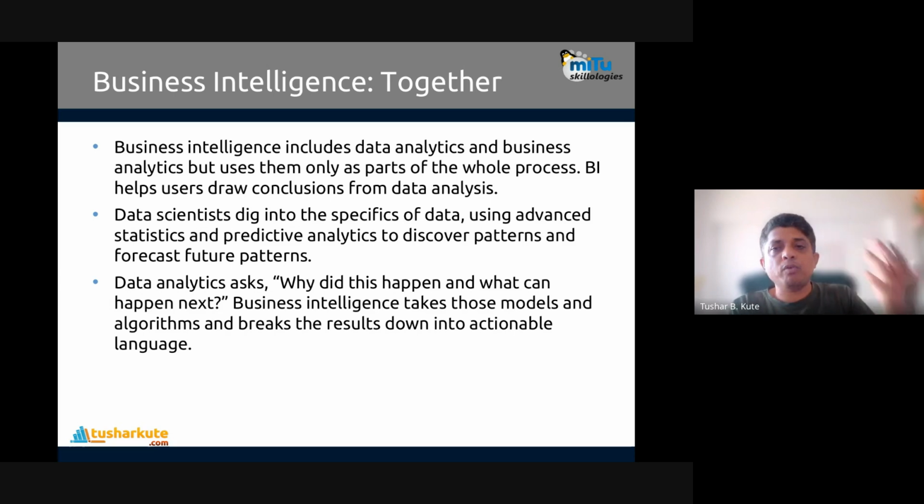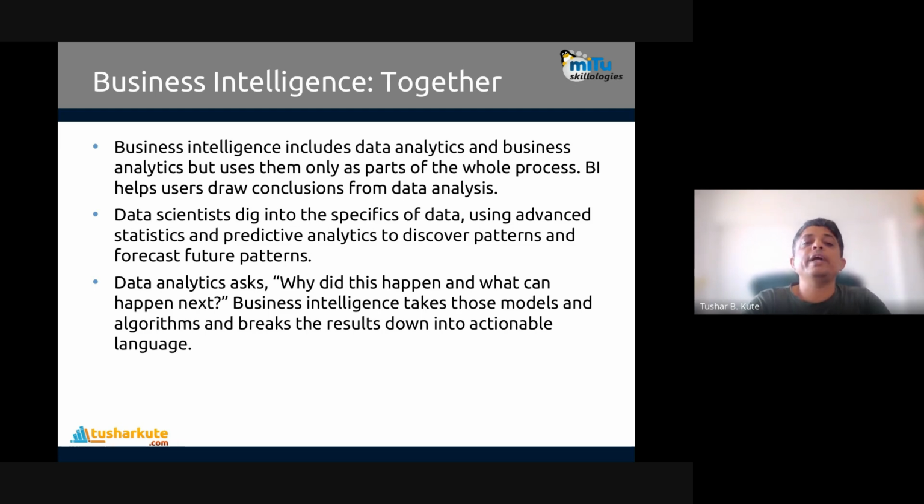Now, you may have heard about the data scientist. They basically play the role of digging insights from data related to businesses. They use advanced statistics and predictive analytics to discover patterns and forecast future trends. Definitely, it's the primary job of a data scientist to do this particular work. And data analysts actually build the algorithms which will do the predictive analytical work.